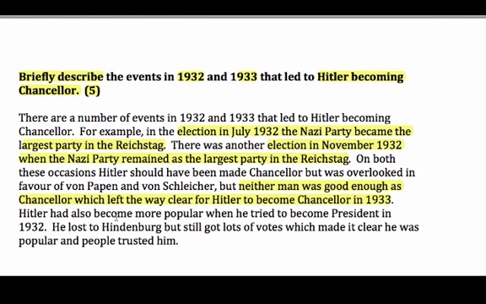Hitler had also become more popular when he tried to become president in 1932. So we've got an increase in popularity in 1932. Now, at that stage you got 4 out of 5, but this person goes on and gives us a little bit of extra detail about that one fact there, so this is where they get their 5th mark. He lost to Hindenburg, but still got lots of votes, which made it clear he was popular and people trusted him.